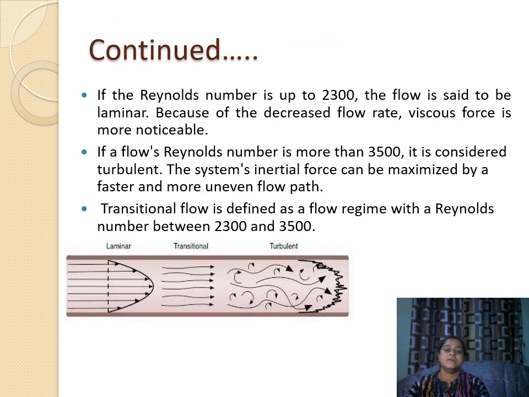If the Reynolds number is up to 2300, the flow is said to be laminar, because at the decreased flow rate, viscous force is more noticeable. And if the flow's Reynolds number is more than 3500, it is considered turbulent. The system's inertial force can be maximized by the faster fluid moving in an uneven flow path. Transitional flow is defined as a flow with a Reynolds number between 2300 and 3500.